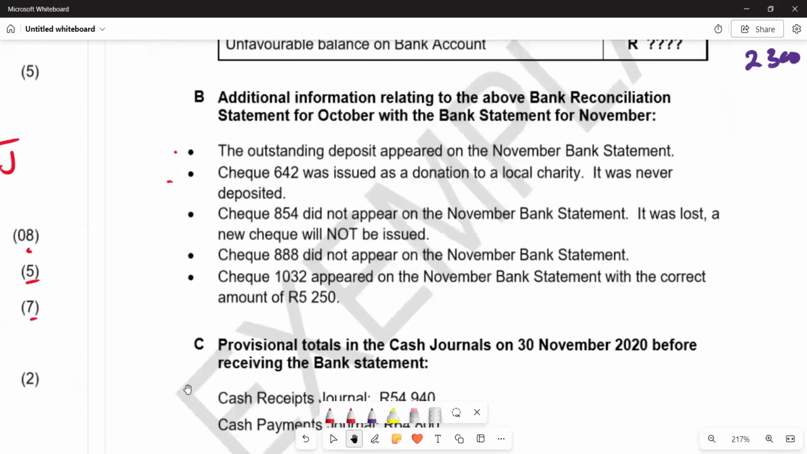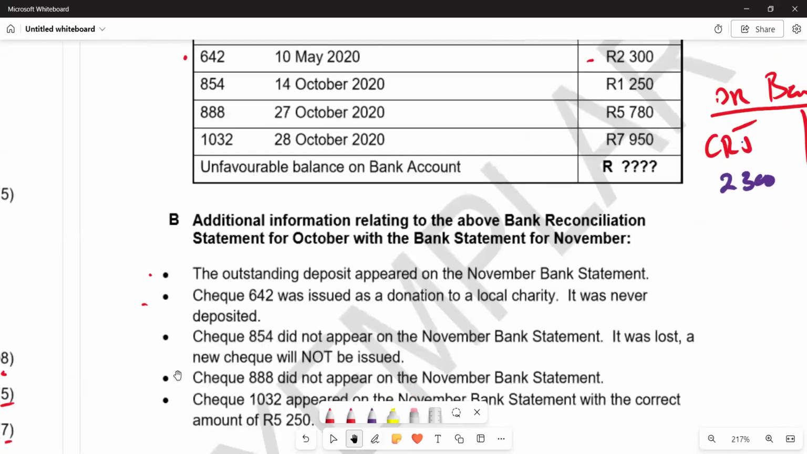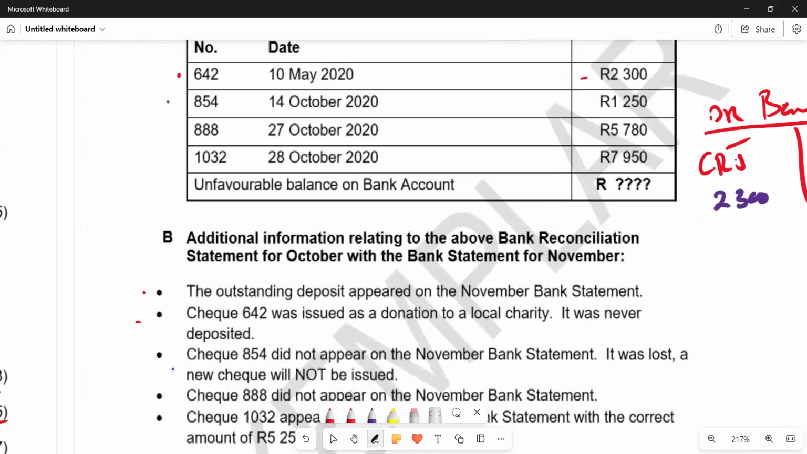The next point says check 854 did not appear on the November bank statement. It was lost, and a new check will not be issued. We go to check 854, which is here for 1,250. It's not on the bank statement because it was lost and will not be reissued. So what it means is we are supposed to remove it.